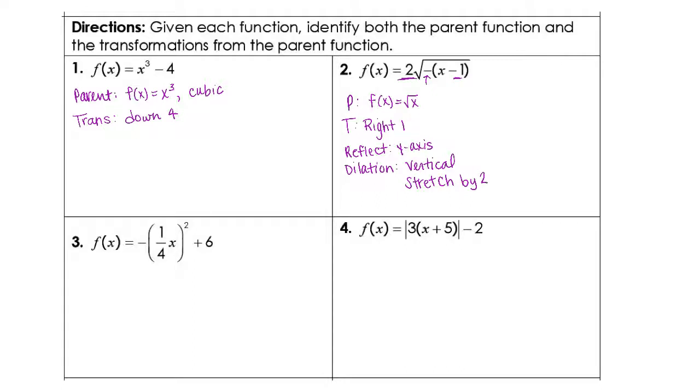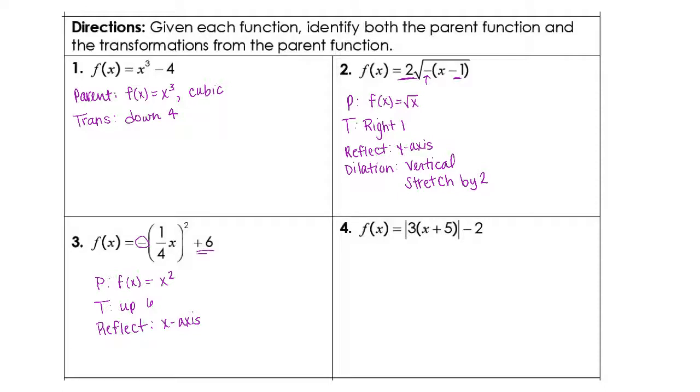Okay, so looking at our next example, 3, our parent function here again is going to be x squared. So we're going to have f of x equals x squared. And for our transformations, it looks like we're going to go up 6 because of this plus 6 out here. And the negative sitting on the outside, that looks like we're going to reflect across the x-axis. So we're going to have a reflection. Reflect, and we're going to say the x-axis.